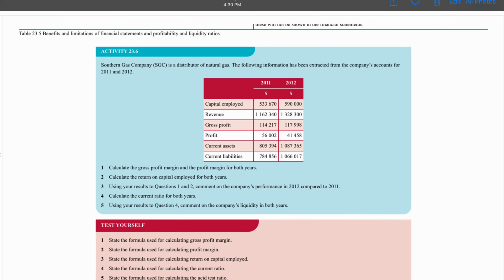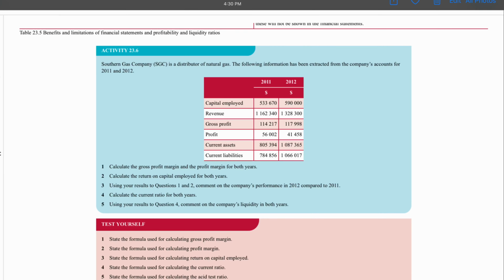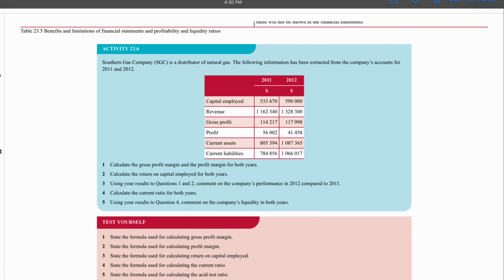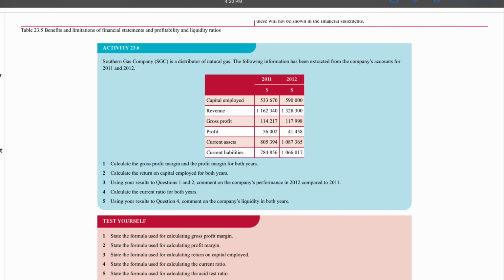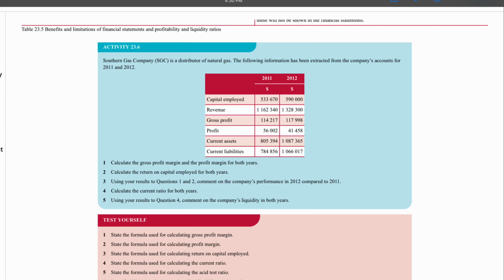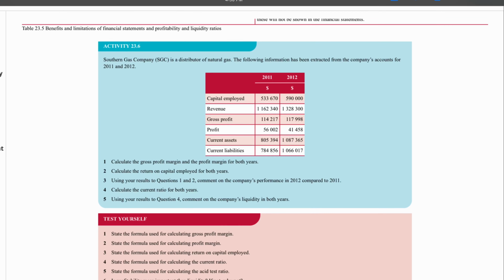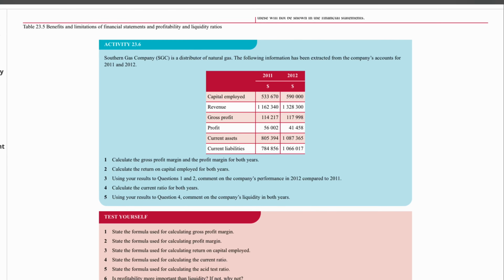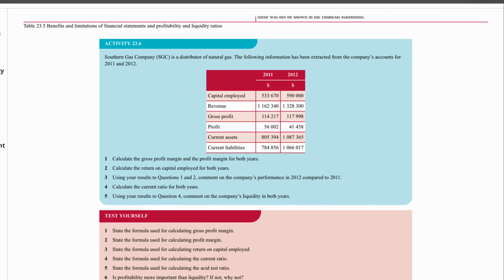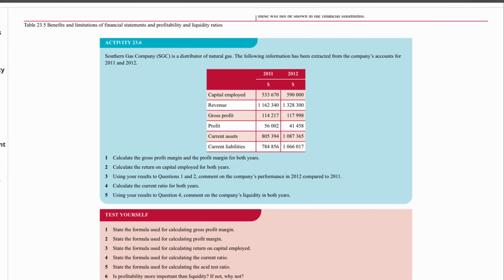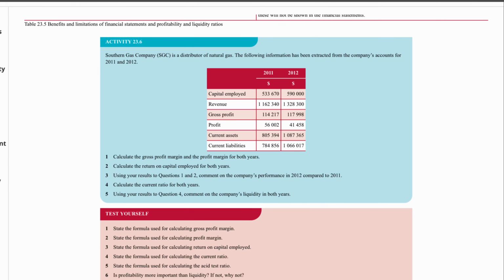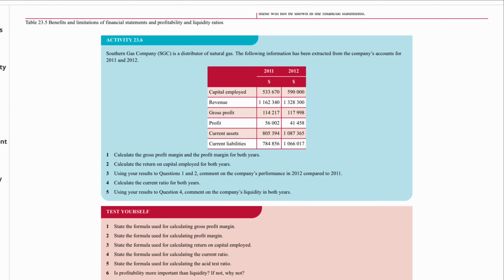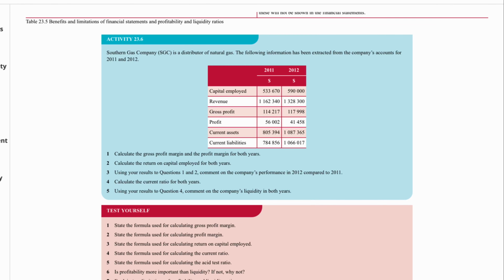Number 5, using your results to question 4, comment on the company's liquidity in both years. Liquidity position in 2011 is not very good because the ratio should ideally be between 1.5 is to 1 and 2.2 is to 1. However, in 2012 the liquidity position had worsened as the current ratio has fallen to 1.02 is to 1. So results suggest that the company may have cash flow problems. We have done activity 23.6.